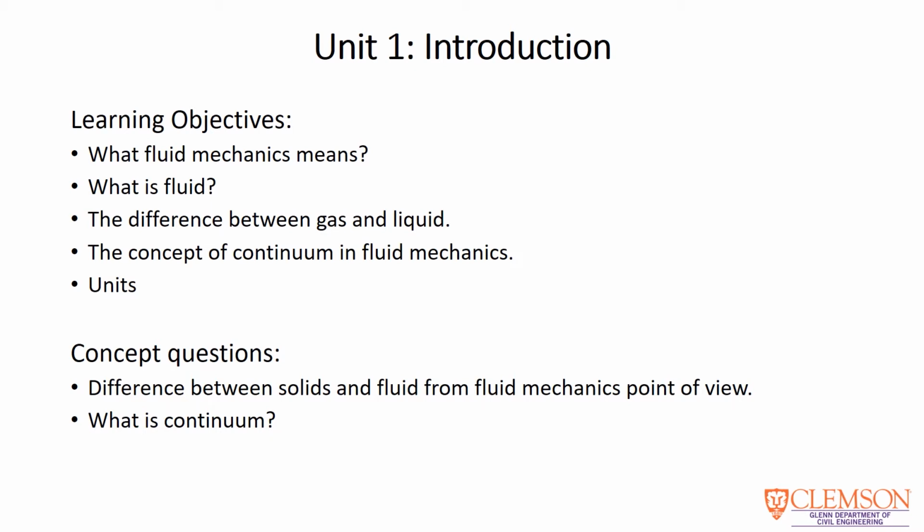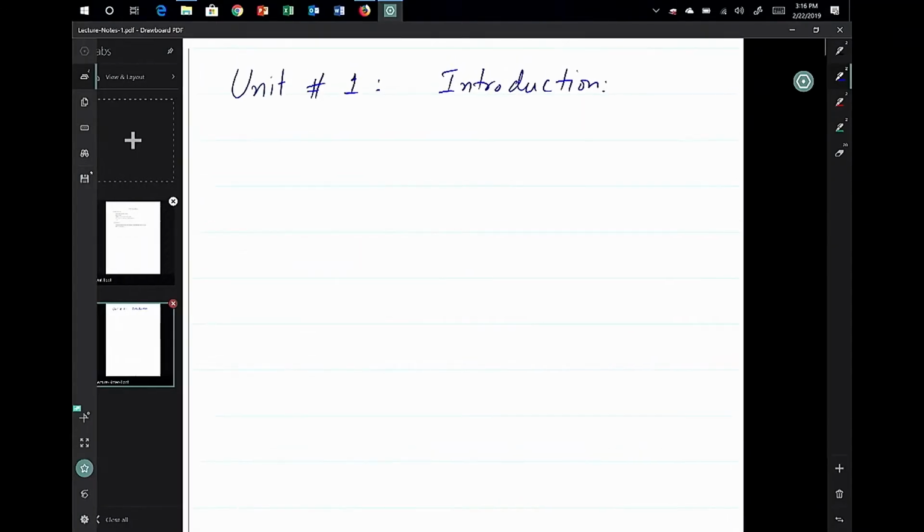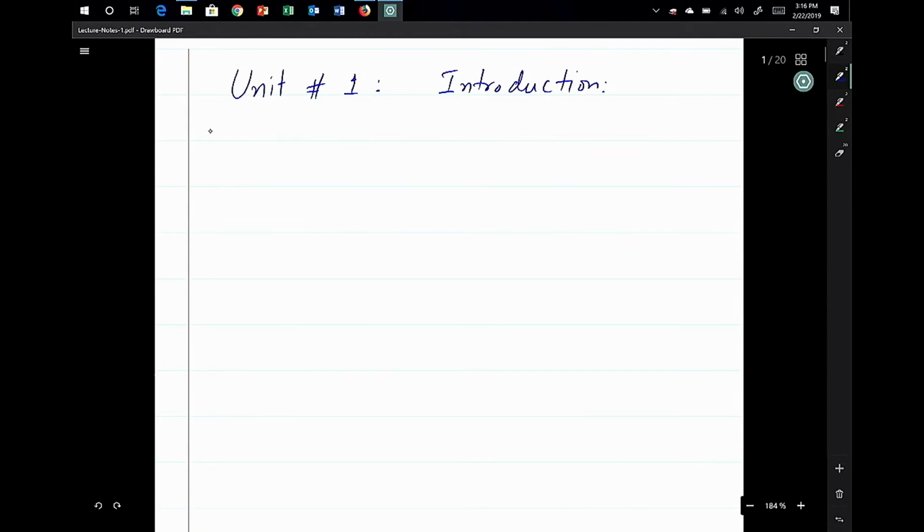So for this unit, we don't have any numerical problems. These are just concepts and understanding the basics of fluid mechanics. So let's start with what is fluid mechanics. So if you were to define fluid mechanics, you would say, well, it is a study of fluid, obviously, but we think of it in two ways.